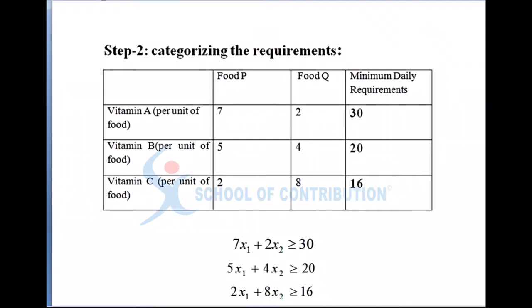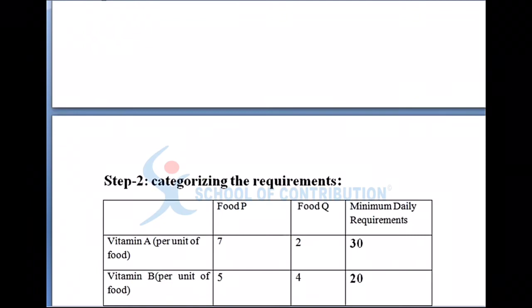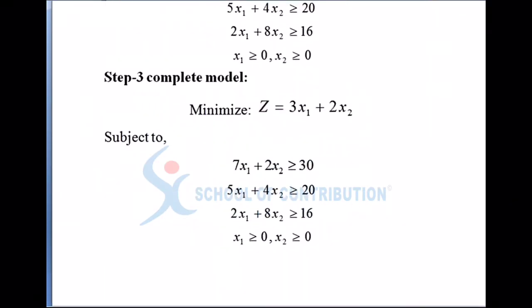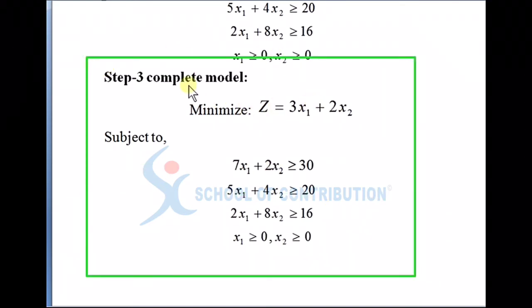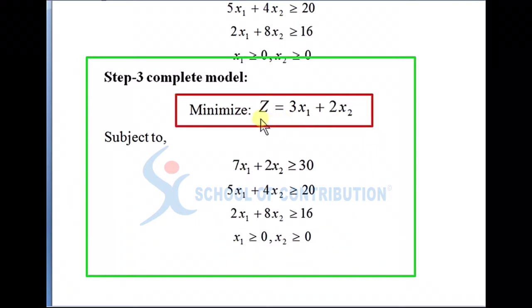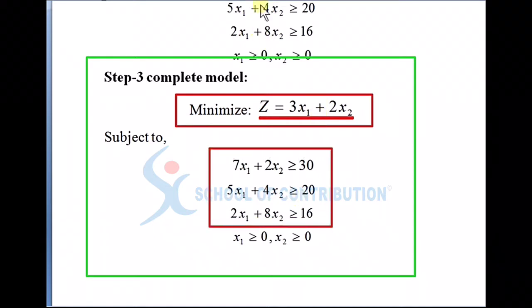Okay, so far we have got our objective function and also our constraints. Now we can state our complete model. If we break it down, we minimize the food cost. This is our objective function, or we can say cost function, and we are also given the three constraints that we have gathered from above. We also know that the quantities x1 and x2 must not be negative, they must be positive or 0. So this is the total model that we have to solve.